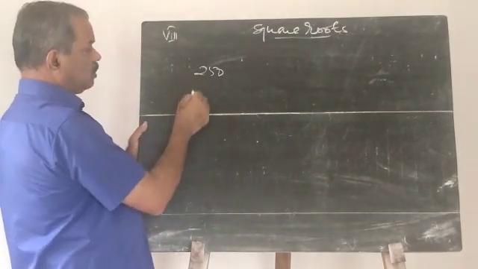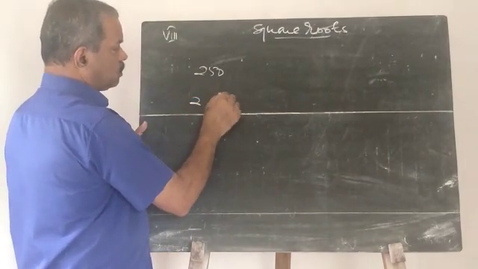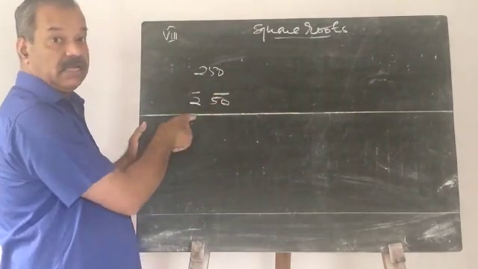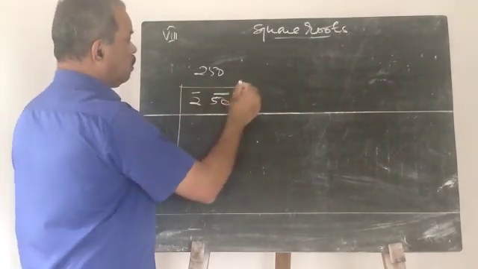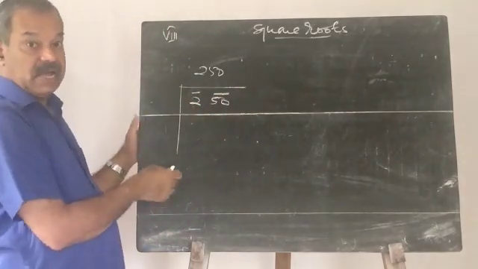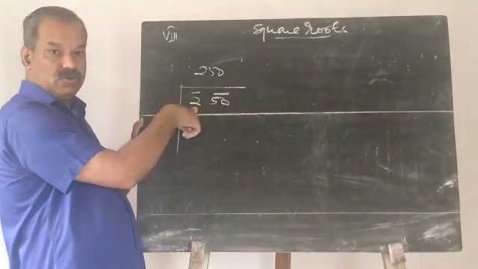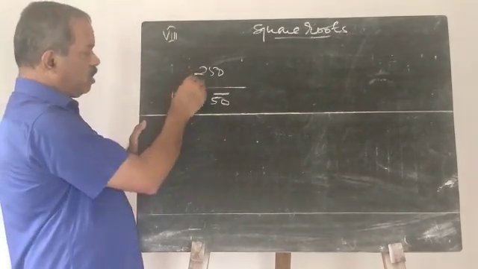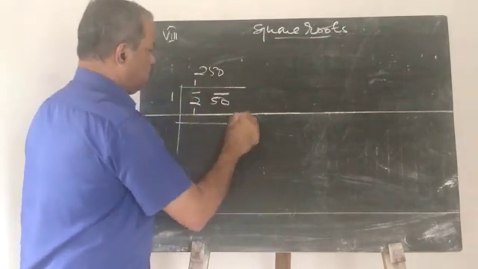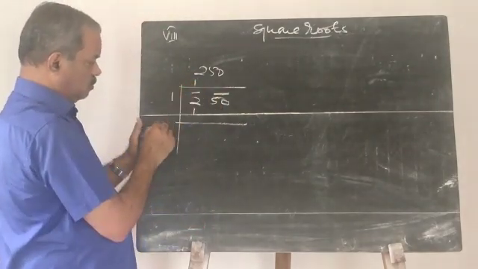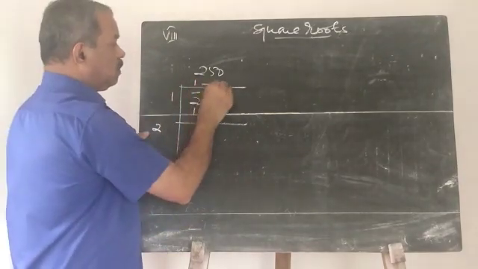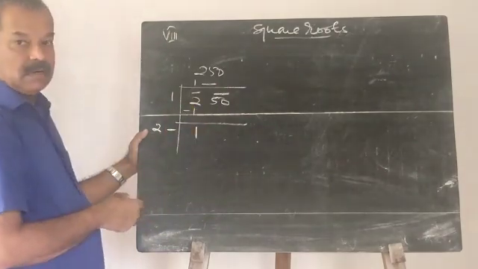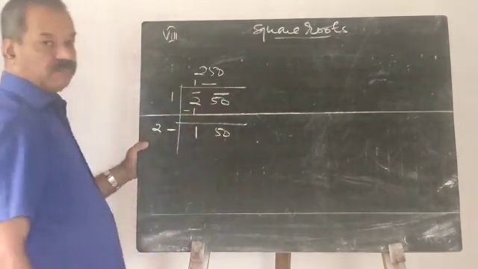How? First, make groups by putting bars, from left to right in the integers. Then find the highest perfect square less than or equal to the first group, which is 1 into 1, 1. Then double of 1 is 2. Then 2 minus 1 is 1. Bring down the next group, 50.